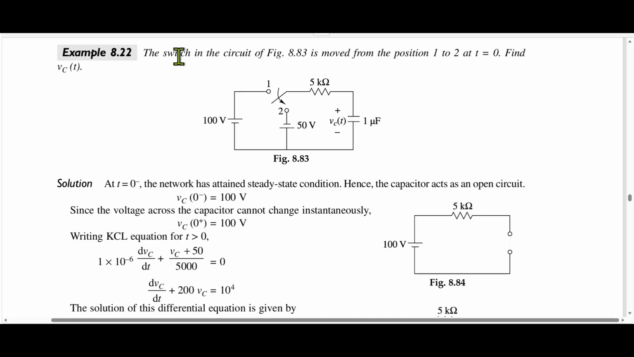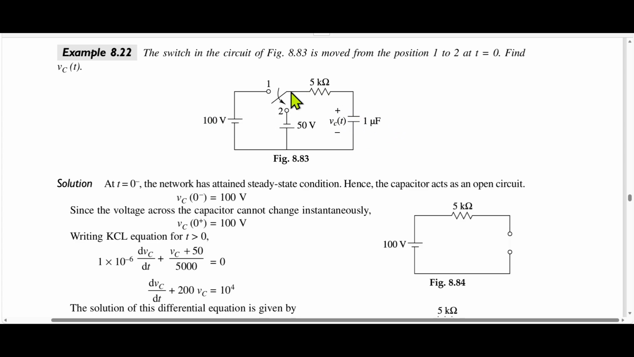As we can see here, the switch is moved from position 1 to 2 at t equals 0, and we have to find the value of Vc(t). As we already know, initially the switch is connected to point 1. When the switch is connected to point 1, the circuit is in this format: we have 100 volt, then 5 kilo ohm, then the capacitor.